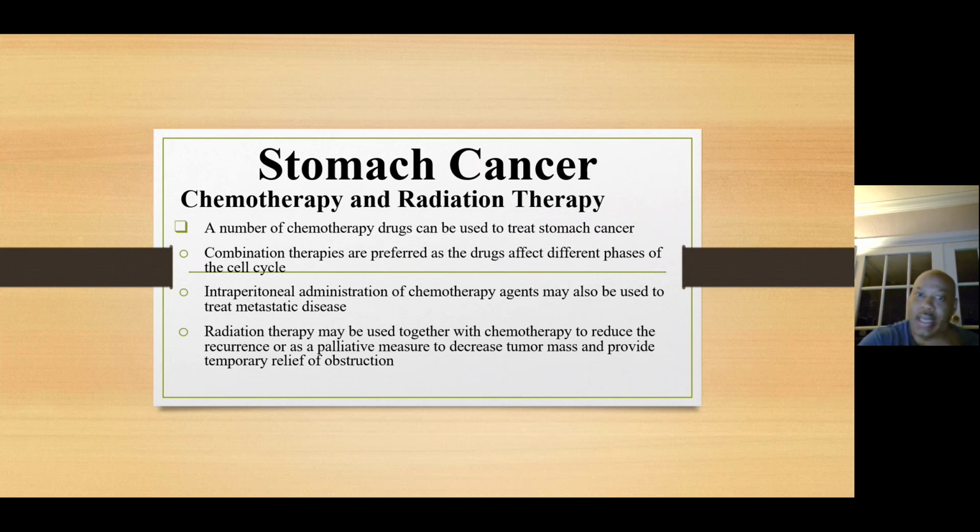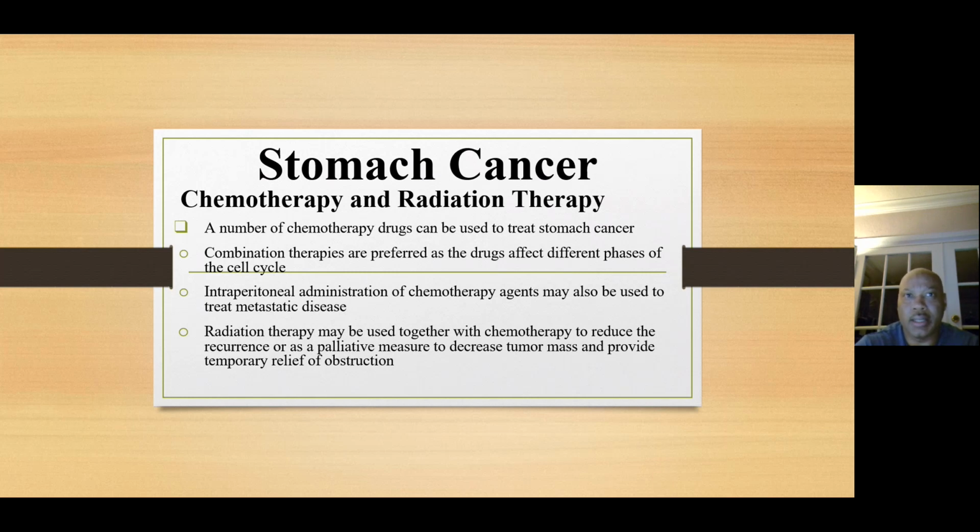Right. Now, as with any cancer, in most cases, these patients are going to receive chemotherapy and radiation. A number of chemotherapy drugs can be used to treat stomach cancer, which is kind of a good thing in that if the patient doesn't tolerate maybe this one, then maybe try that one, or if not that one, maybe try this one. So having options is always good. Now, combination therapies are preferred as the drugs affect different phases of the cancer cell cycle.